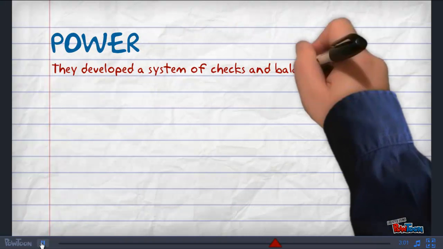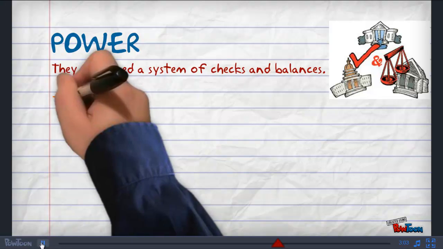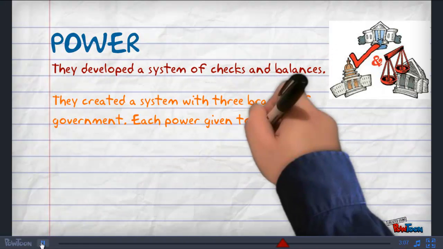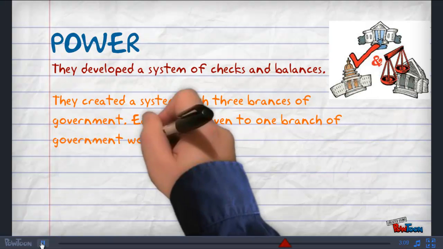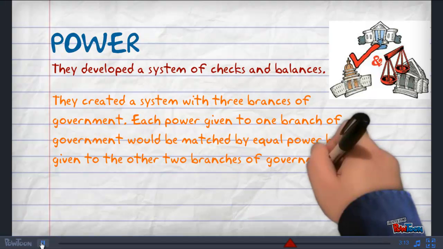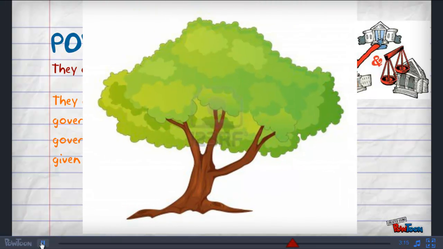They developed a system of checks and balances in the Constitution. They created a system with 3 branches of government. Each power given to one branch of government would be matched by equal power being given to the other 2 branches of government. Can you name the 3 branches of the federal government?